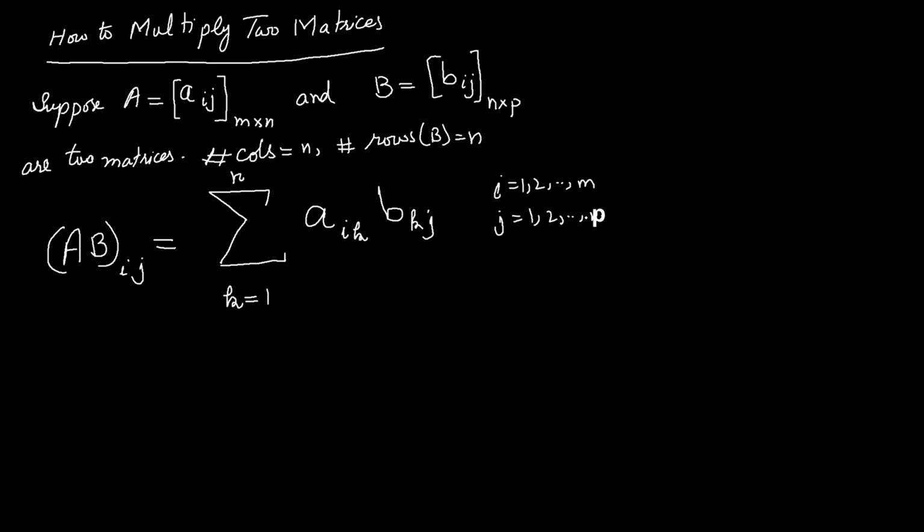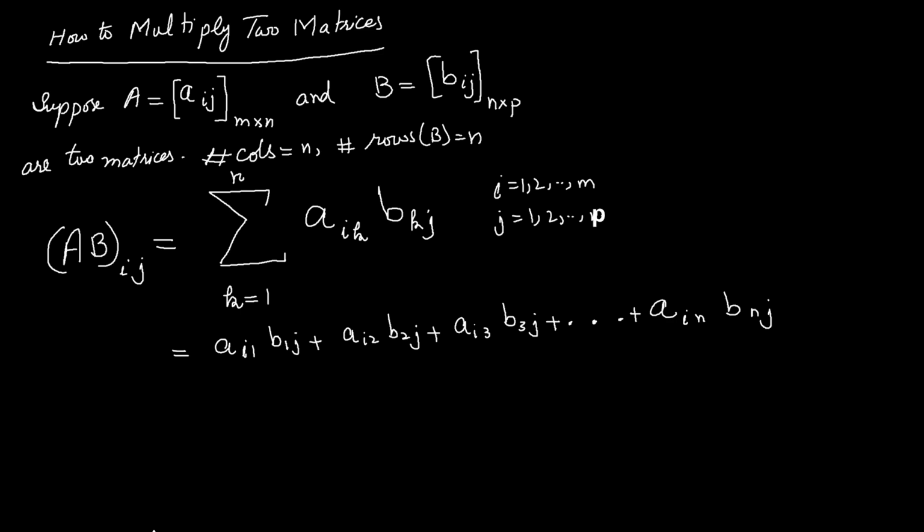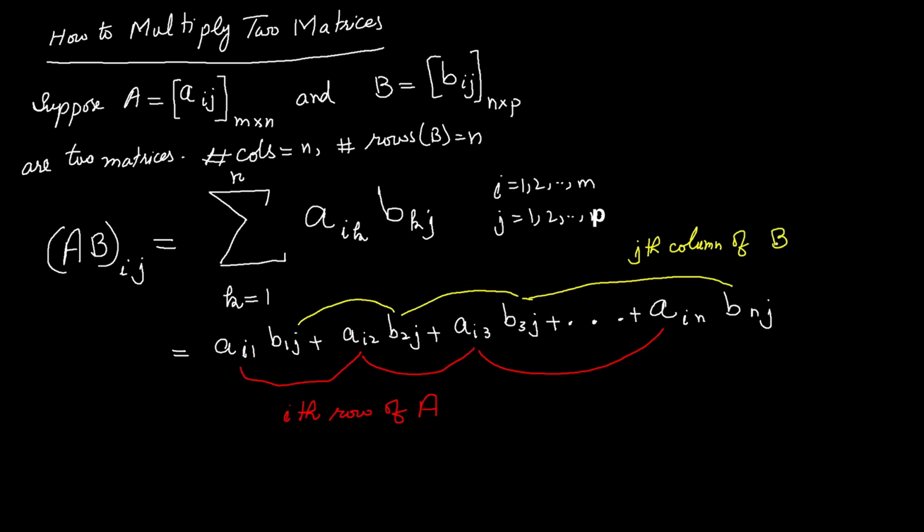i can be the index of any row and j can be the index of any column of the resultant matrix. Let us expand this summation. We see that these elements combined is the ith row of the matrix A and these elements is the jth column of the matrix B. So a single element at row i and column j is obtained by multiplying ith row and jth column element wise, then adding them together.